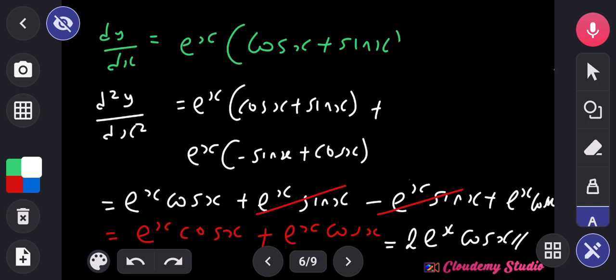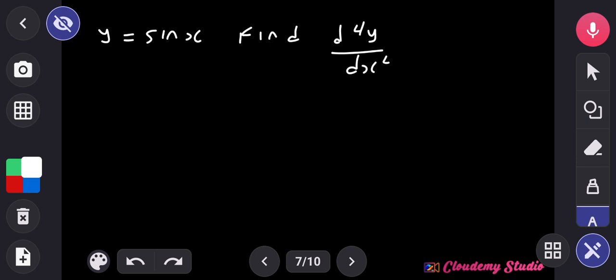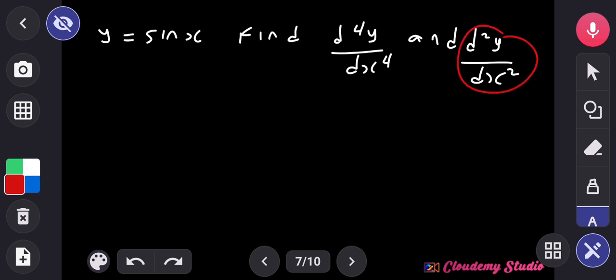You can now try to look for the third derivative, you can look for the fourth derivative. You understand? Now, let us take another example. Let us say that y equals sin x, and I said find d⁴y/dx⁴ and d²y/dx². These are two things that we're looking for. So we are going to look for d²y/dx² first before we look for d⁴y/dx⁴. You understand?